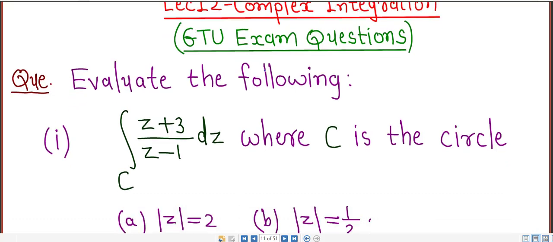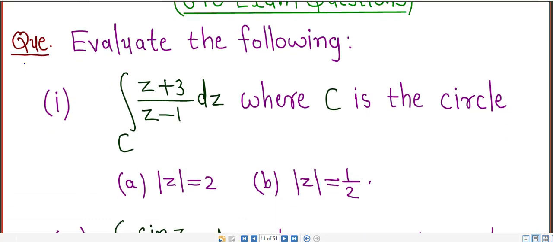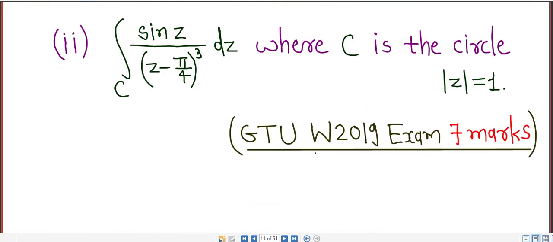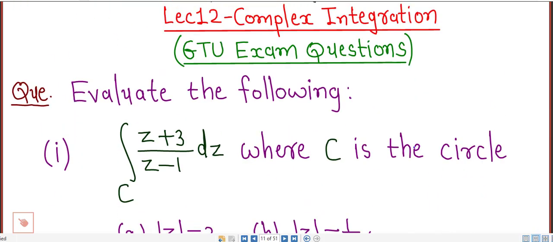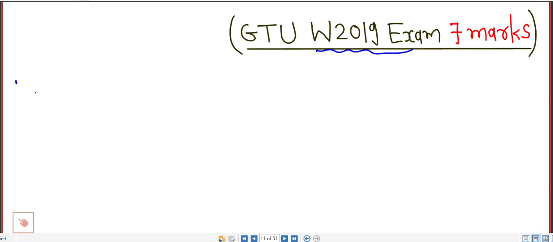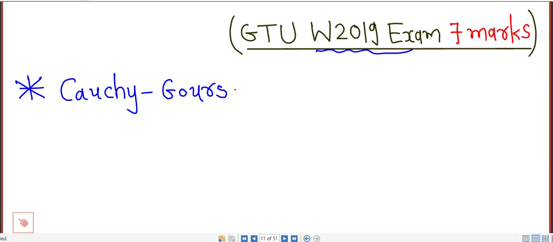In this lecture we are going to discuss one more problem on evaluation of complex integrals. This question was asked in GTU Winter 2019 exam. For this question we must be familiar with two important results for complex integration. First result is Cauchy-Goursat theorem, which we have already discussed in earlier lectures of complex integral.